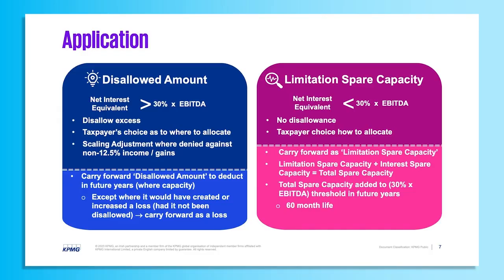If a company does not exceed the 30% of EBITDA limit in a given year, it'll have spare capacity, and it can carry that forward to future years along with its interest spare capacity, which we mentioned earlier, such that if in future years it exceeds its 30% limit, it can use this spare capacity as a top-up so that it can reduce any restriction in those future years. It's important to bear in mind that this spare capacity that's carried forward is subject to a 60-month life. That is, it would lapse after 5 years.